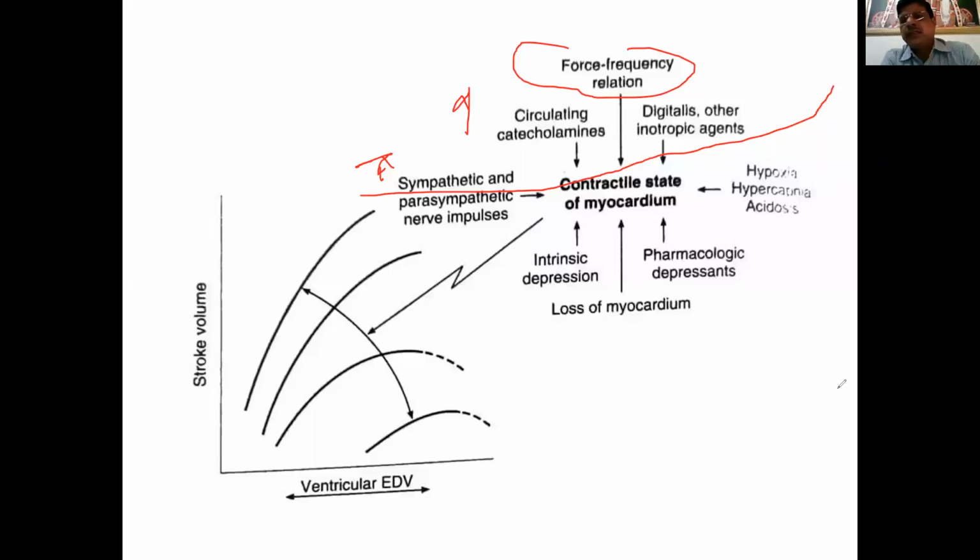Anybody can tell me what is the cause for that effect? Where the heart rate increases, the force increases. It is called the Bowditch phenomenon. But what is the reason? It is because of the beneficial effect.